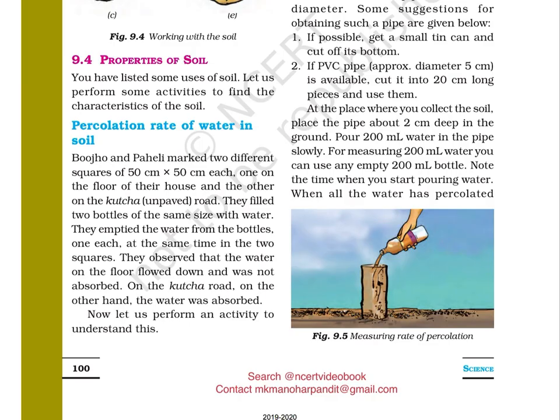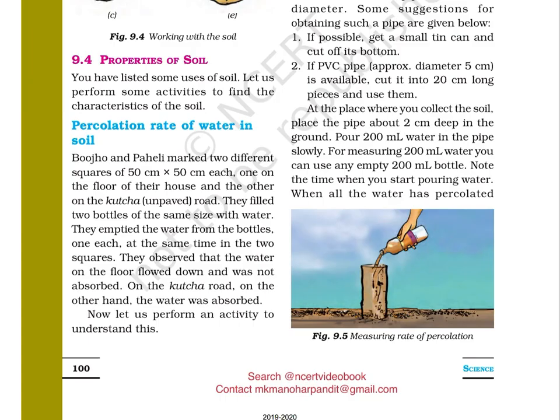Percolation rate of water in soil. Bojo and Paheli marked two different squares of 50 cm by 50 cm each, one on the floor of their house and the other on the kacha or unpaved road. They filled two bottles of the same size with water. They emptied the water from the bottles, one each at the same time, in the two squares.